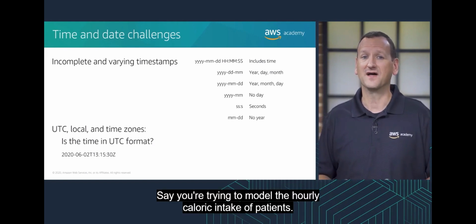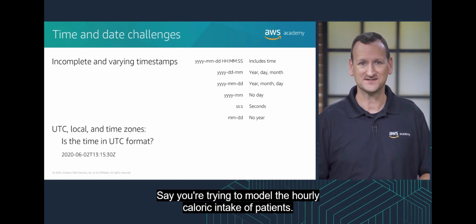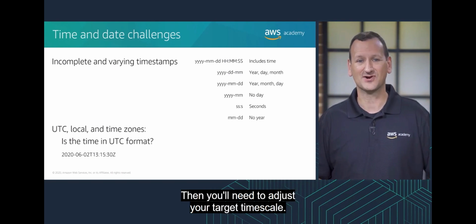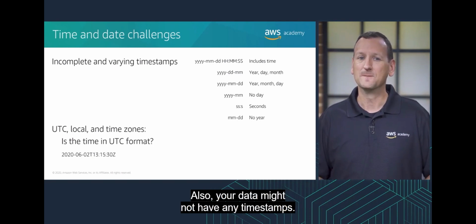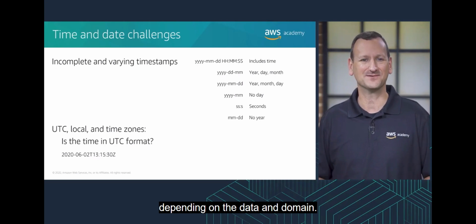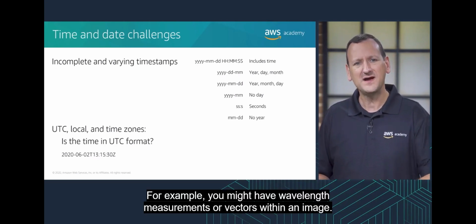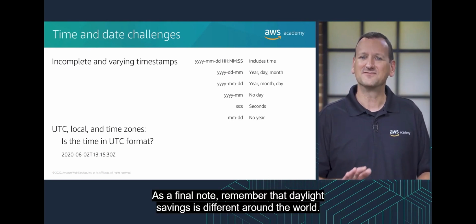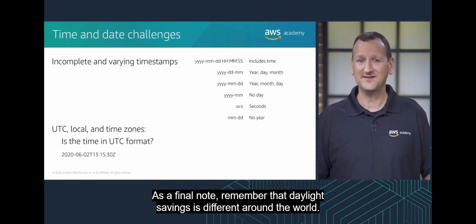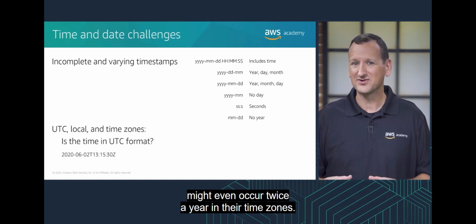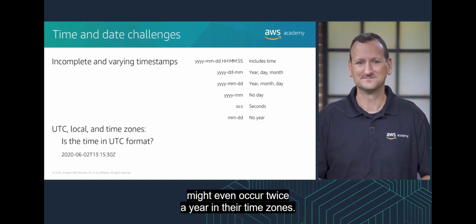Say you're trying to model the hourly caloric intake of patients. However, you only have daily data. Then you'll need to adjust your target timescale. Also, your data might not have any timestamps. There could be other ways to extrapolate a time series depending on the data and domain. For example, you might have wavelength measurements or vectors within an image. As a final note, remember that daylight savings is different around the world. Also, daylight savings time might even occur twice a year in some time zones.